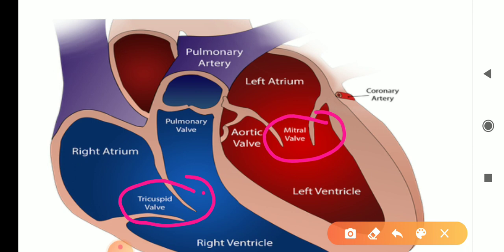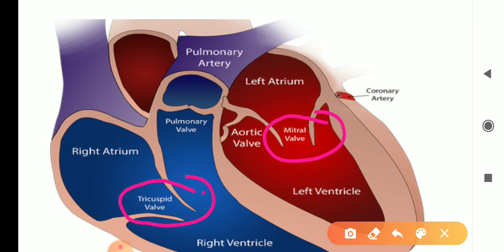Okay, now the next type of valves are called semilunar valves. These lie in the opening where the pulmonary trunk leaves the right ventricle, and next, the aortic semilunar valve lies at the opening between the left ventricle and the aorta.